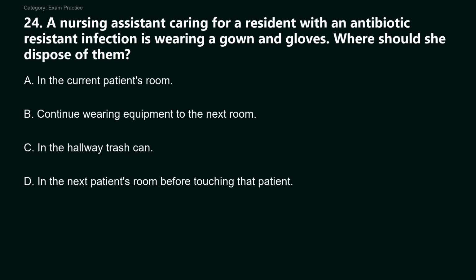Question 24. A nursing assistant caring for a resident with an antibiotic-resistant infection is wearing a gown and gloves. Where should she dispose of them? Option A. In the current patient's room. Option B. Continue wearing equipment to the next room. Option C.